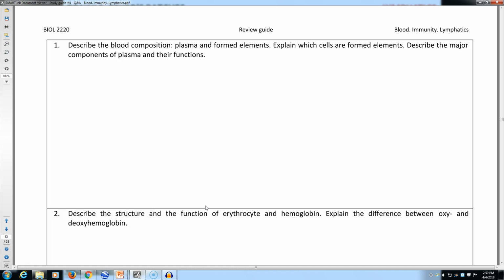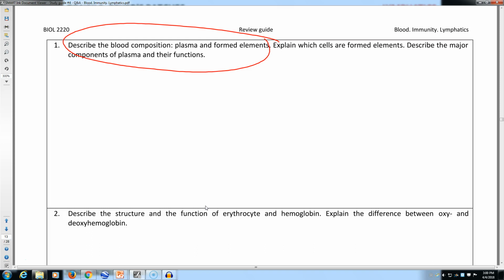When I say blood composition, you should be able to list the components of the blood. So, plasma, and the elements, including red blood cells, white blood cells, platelets. Okay, I do expect you to know that.